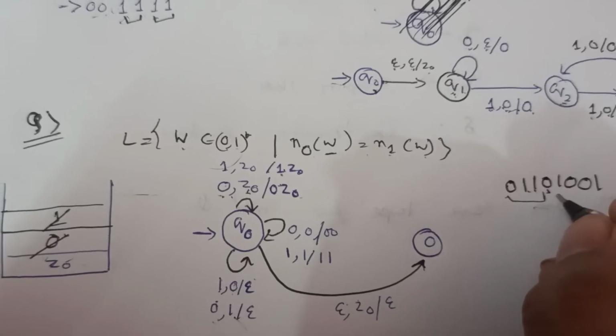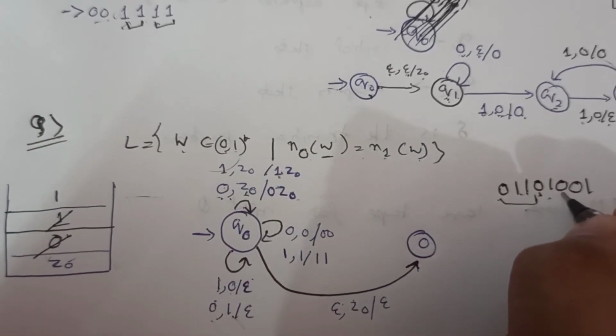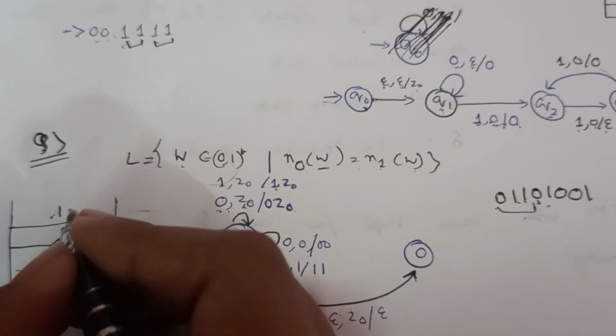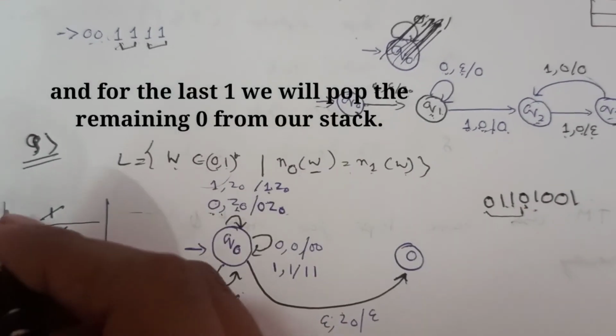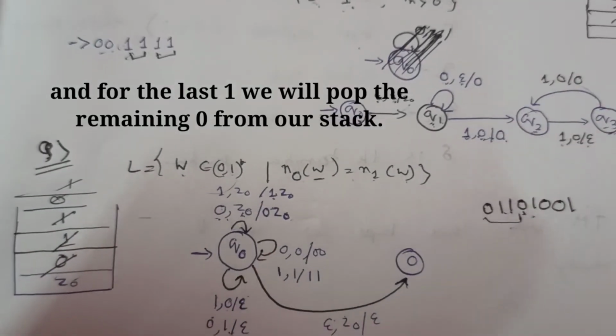Okay, so we have again 1, so we will push 1, and now we have 0, so we will pop it. Then for this 0 we will push 0, and again for this 0 we will pop 1. Okay, so this is how it is done.